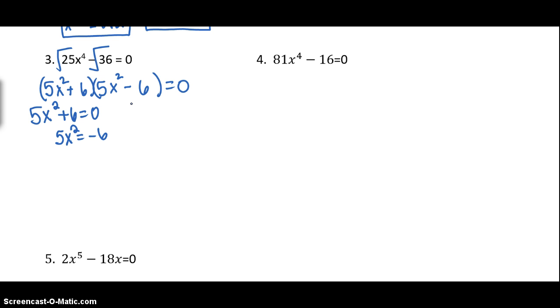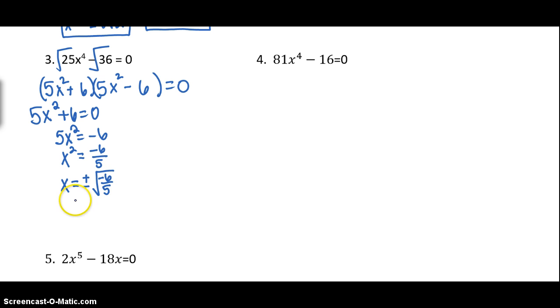Divide by 5. I have so many students I've seen that they want to just take that square root right away. Don't. You don't have the x squared alone yet. You have to get it alone first. So we have x squared equals negative 6 over 5. Okay, now we take the square root of it. So don't forget, when you do take the square root, it's going to be plus or minus, and it's going to be negative 6 over 5 like this.